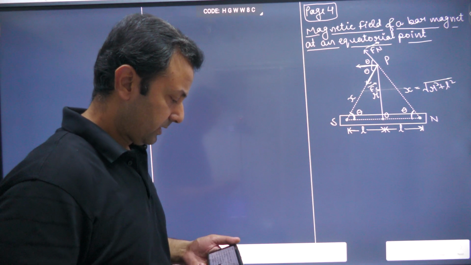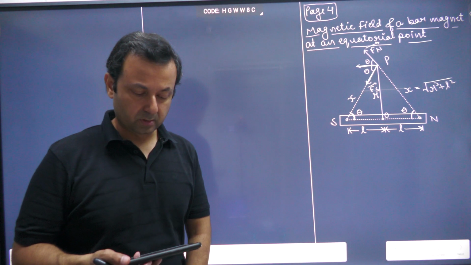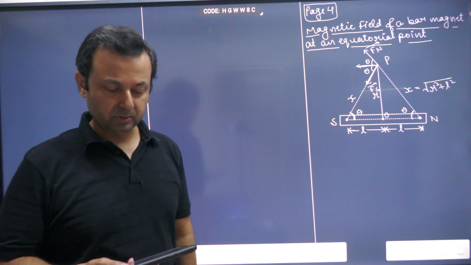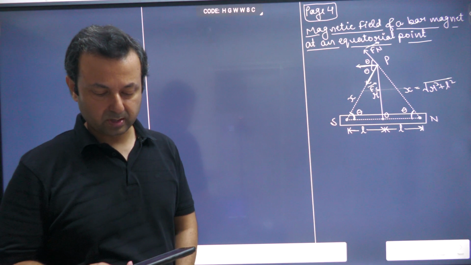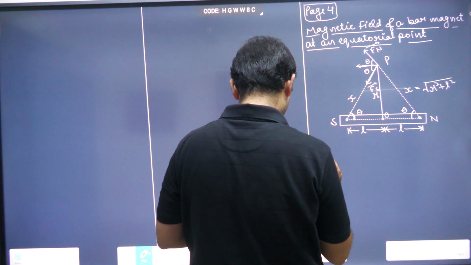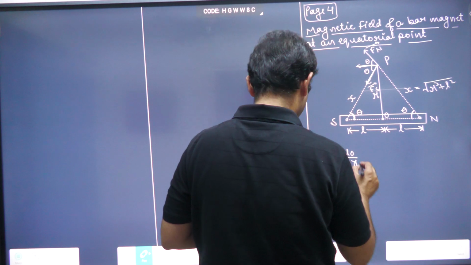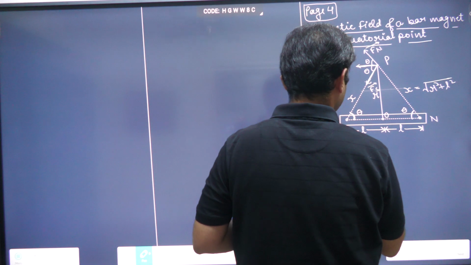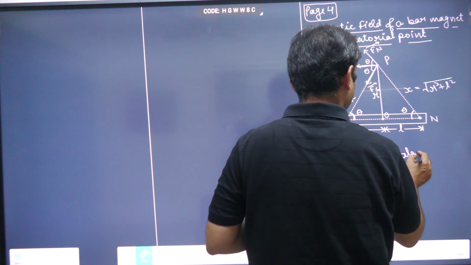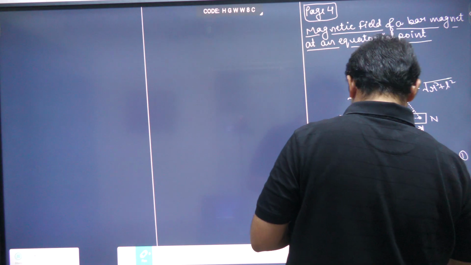Consider the bar magnet of length 2l and pole strength Q. Suppose we wish to calculate the magnetic field at a point P as shown. Imagine a unit north pole placed at point P, then from Coulomb's law, Fn is equal to Q1 upon 4 pi into Q1 upon x squared along NP. Fn is in this direction. So Fn is equal to Q1 upon 4 pi into 1 upon x squared along NP. This is equation number 1.